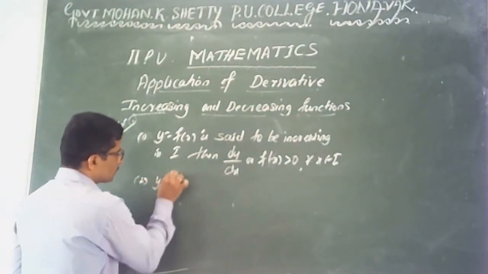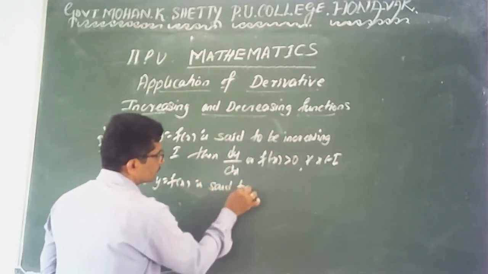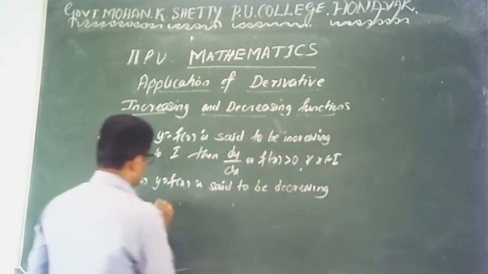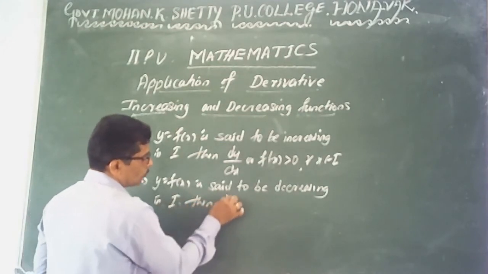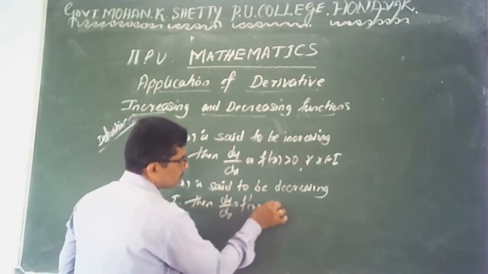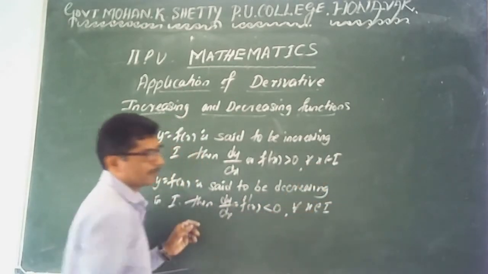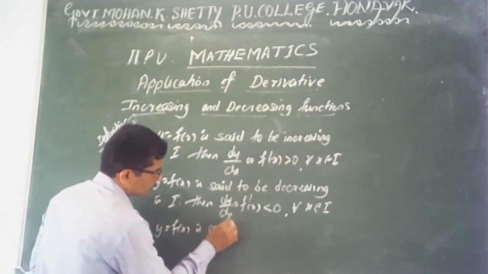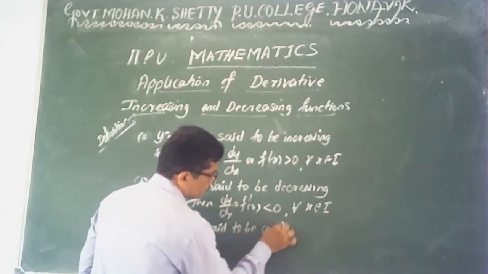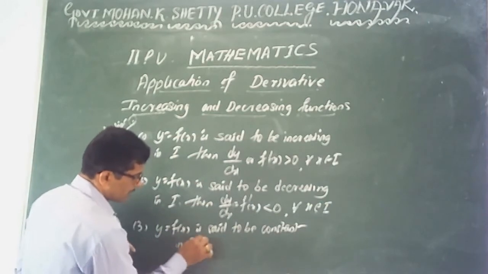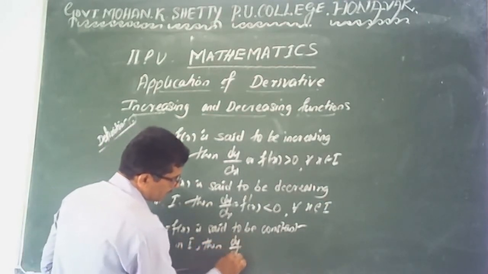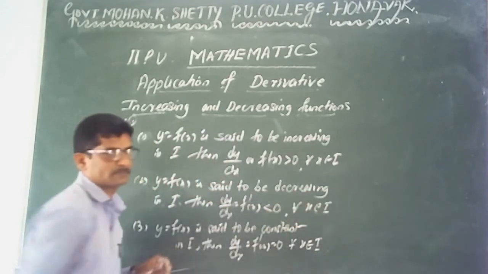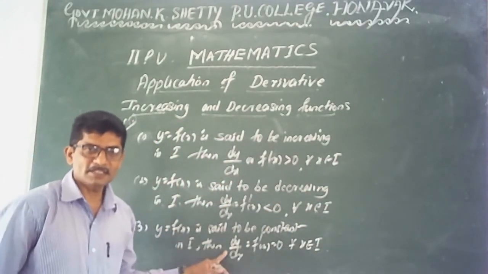The second definition, y is equal to f of x is said to be decreasing in the interval I, then dy upon dx, or you can say f dash x, is always negative for each x belonging to the interval I. And the third one, y is equal to f of x is said to be a constant function in the interval I, then dy upon dx or f dash x is always 0 for each x belonging to the interval I. Constant means stagnation, neither increasing nor decreasing.